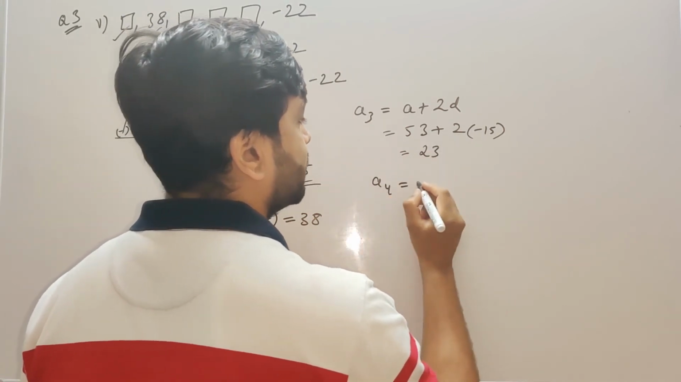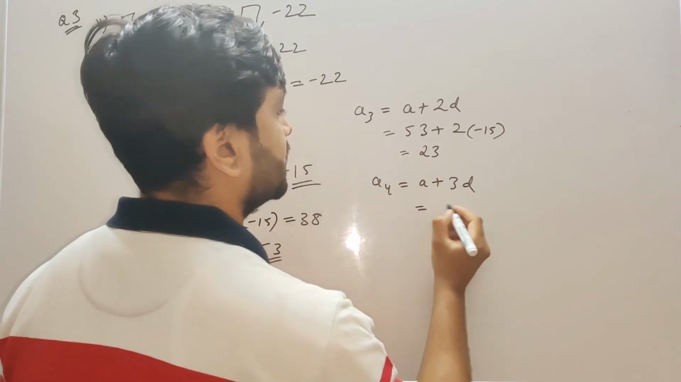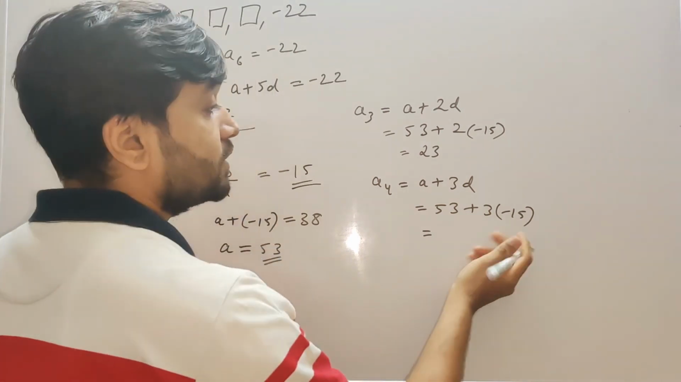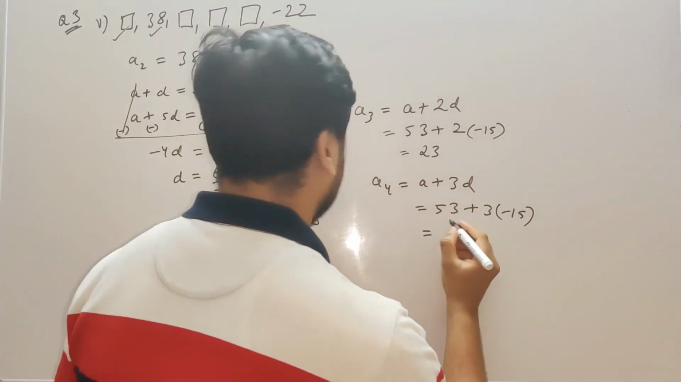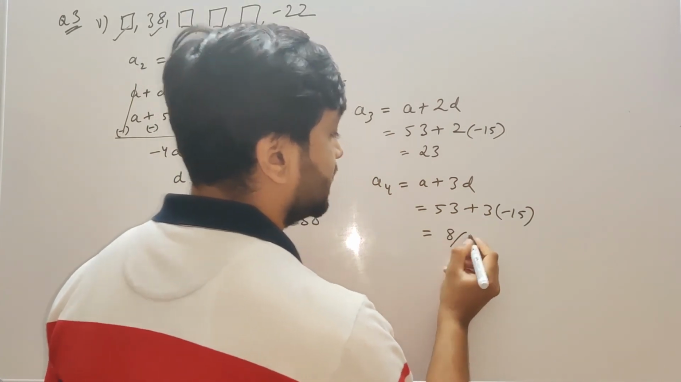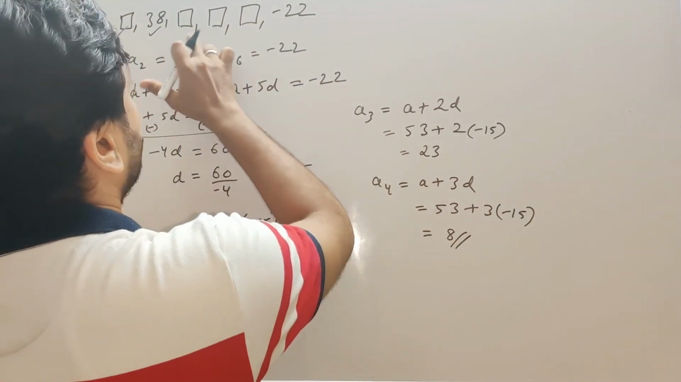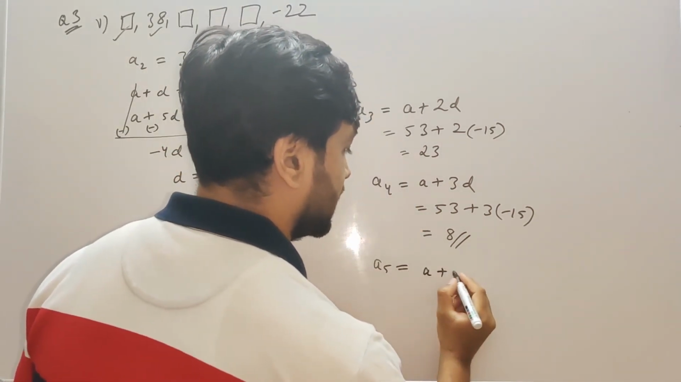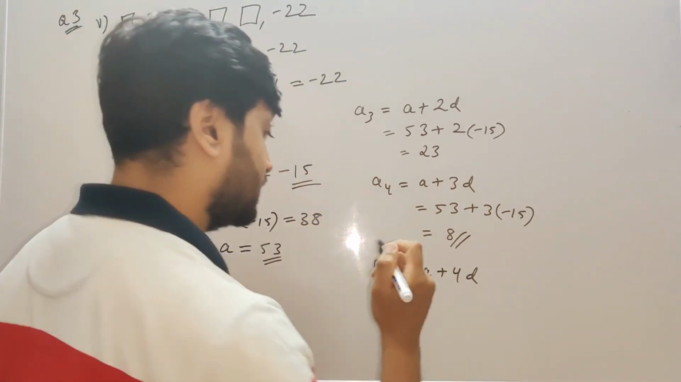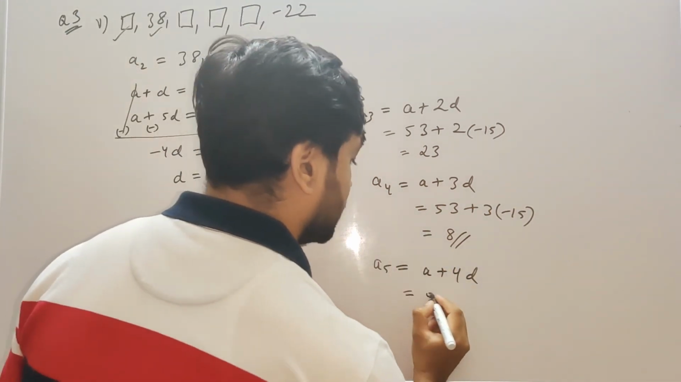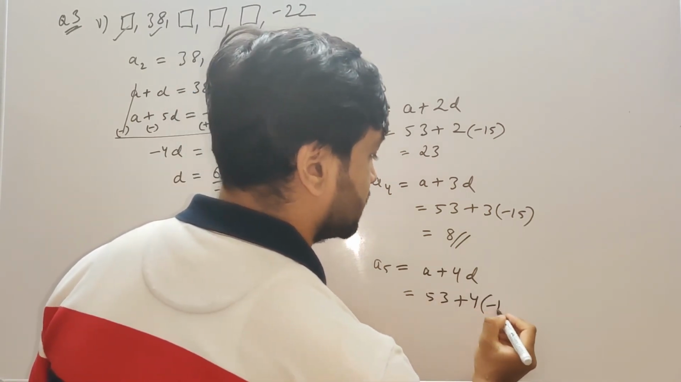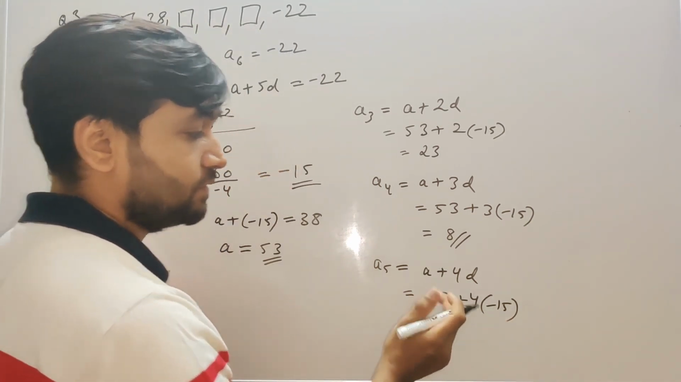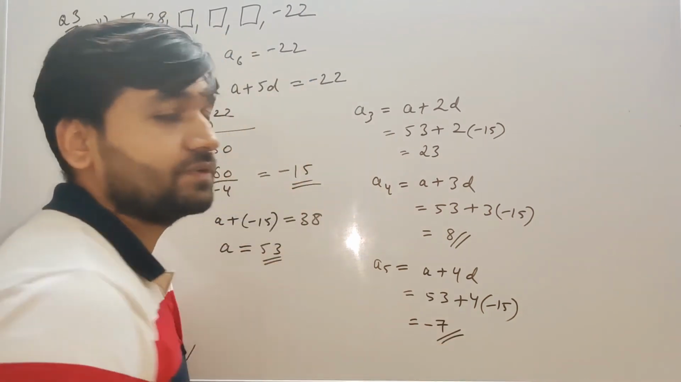Next is A4. A4 is A plus 3D. A value is 53 plus 3 into the common difference value, which is given as minus 15. So this is minus 45 here. And if you subtract 53 minus 45, it will give you 8. So we got A3, A4, and lastly we have to find the 5th term, which is A5. It's given as A plus 4D using the formula A plus n minus 1 into D. A value we have already found, 53, plus 4 into the common difference value, minus 15. So 4 into minus 15 gives you minus 60. Minus 60 plus 53 will give you minus 7.